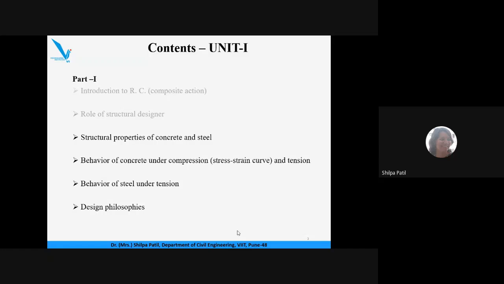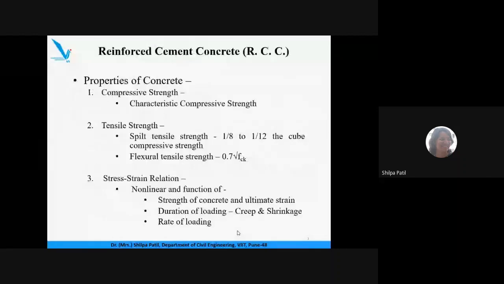As we discussed earlier, in RC there are two major materials we have to deal with: first is concrete and second is steel. We have started with the properties, and the next part we will discuss today. For concrete, we discussed compressive strength and tensile strength, the major properties of concrete, how each is calculated, and how both strength values are related to each other.